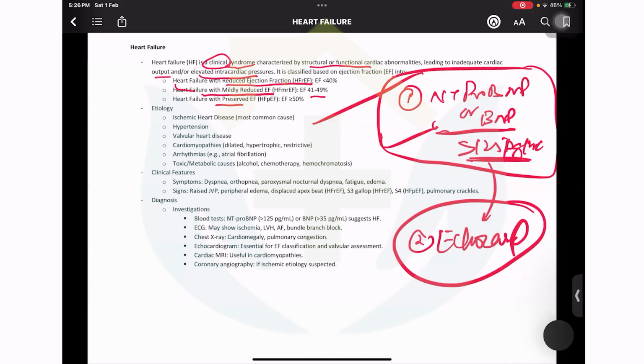Etiology: ischemic heart disease remains the most common cause. Others include hypertension, valvular heart disease, other cardiomyopathies, and arrhythmias; uncontrolled atrial fibrillation will eventually lead to tachyarrhythmia-associated cardiomyopathy. Then toxic and metabolic causes like alcohol, chemotherapy, and hemochromatosis. Clinical features are dyspnea, orthopnea, PND, fatigue, edema, raised JVP, peripheral edema, displaced apex beat, S3 gallop, S4 gallop, and pulmonary crackles, all of them manifesting heart failure.